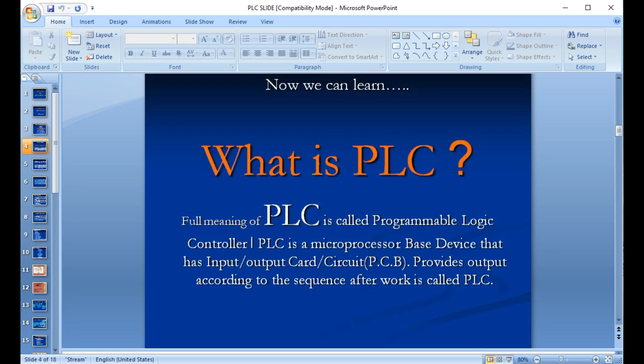Now we can learn what PLC is. Beginners must know what PLC is. The full meaning of PLC is programmable logic controller. PLC is a microprocessor based device that has an input output card or circuit, that means PCB, and provides output according to the sequence after work. It is absolutely dependent on the input and connected to the output devices. So every PLC has input, output, and the PCB, that is the processor, like a computer.